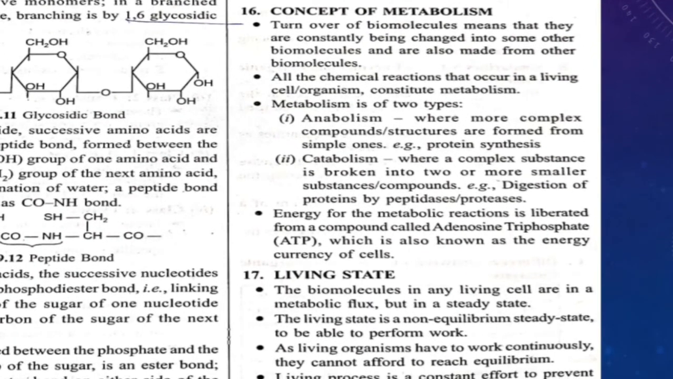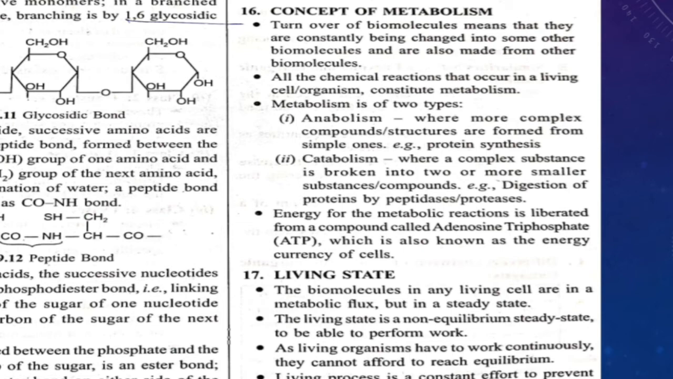Now next is the concept of metabolism. What does metabolism mean? Metabolism means all the chemical reactions that are occurring in the biological world. How a living organism is interacting with the biological world is metabolism. Metabolism comprises two processes: one building process and one breaking process. The building processes are called anabolic processes. Anabolism means where more complex molecules are formed from simple ones. For example, protein synthesis, photosynthesis.